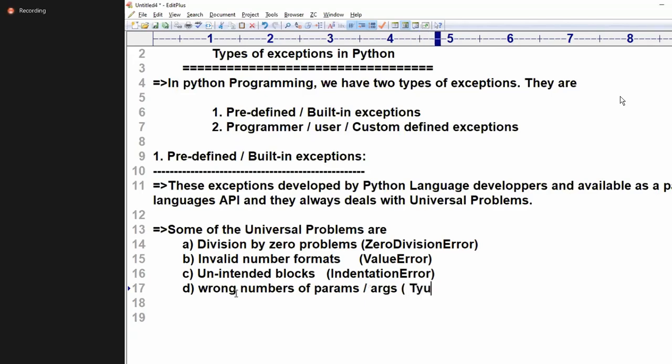See how I am writing. All the words, if any class contains more than one word, all the words' first letters are capital. Type error, T capital, E capital. Value error, indentation error, I capital, E capital. Next, value error, V capital, E capital. Next is zero division error, like that. These all come under exceptions. For every exception, internally one object is created.